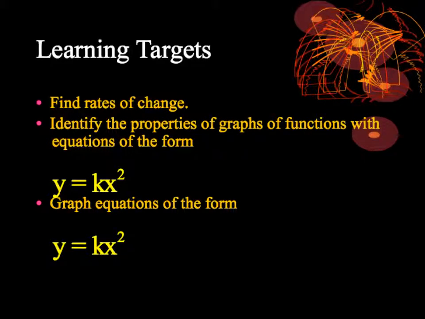Our targets for the lesson are, we're going to continue to find rates of change, only today we're going to find that they are not constant like they were on our y equals kx, because it's not a straight line. We'll continue to identify properties of graphs of different functions. Our focus here will be on y equals kx squared, and then we want to be able to graph those functions.